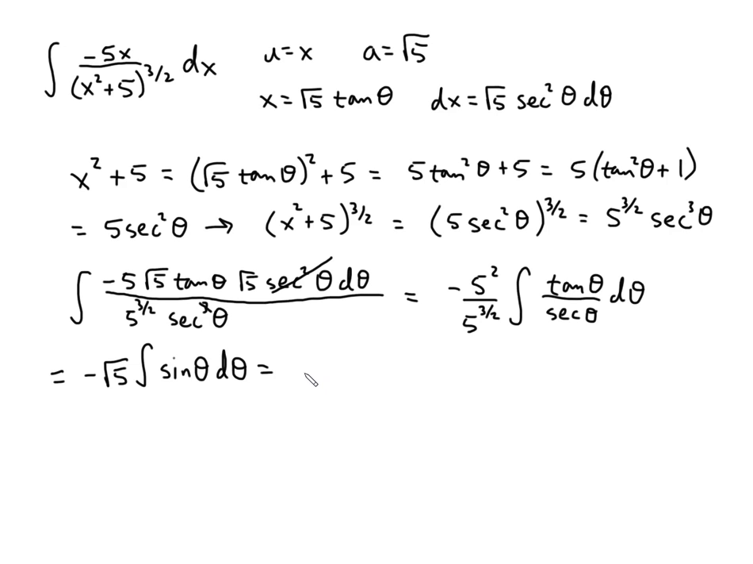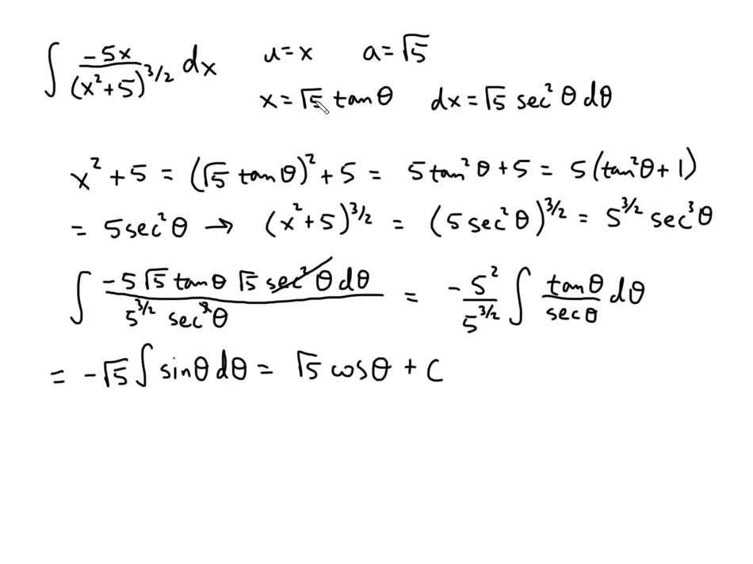Antiderivative of sine is negative cosine, so the two negatives will cancel. Root 5 cosine theta as our antiderivative plus some constant. And then we have to remember that we have to also change this back into something in terms of x. So based on what we had up here, x is equal to root 5 tan theta.